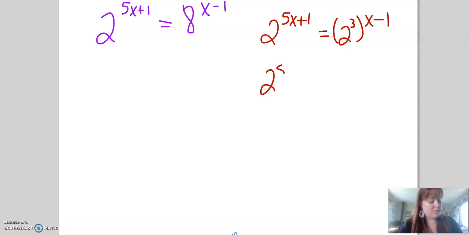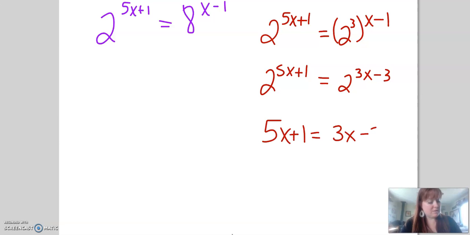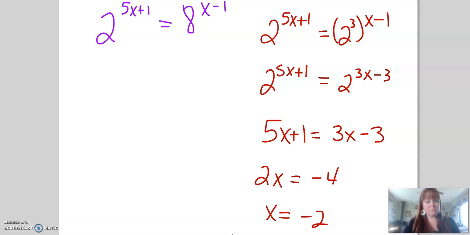Then that would be 2 to the 5x plus 1 equals 2 to the 3x minus 3, because we're going to multiply that out. Then you could have 5x plus 1 equals 3x minus 3. Now we just get everything all by itself, so we get 2x equals negative 4. So x, we divide both sides by 2, we get x equals negative 2.